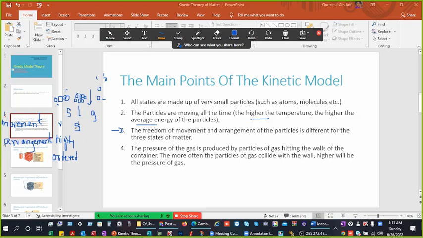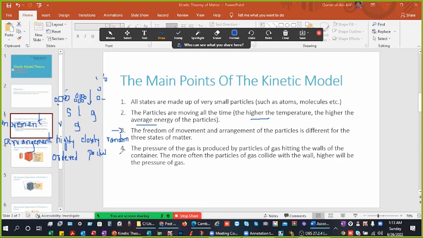In case of liquids, the particles are closely packed. In case of gases, the arrangement is highly disordered, or we say a random arrangement, because of negligible intermolecular forces and huge spaces between the particles.